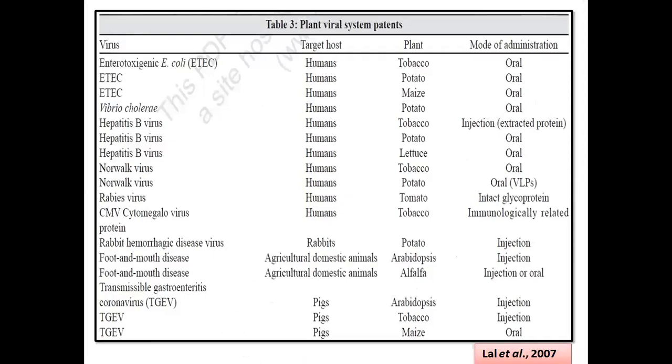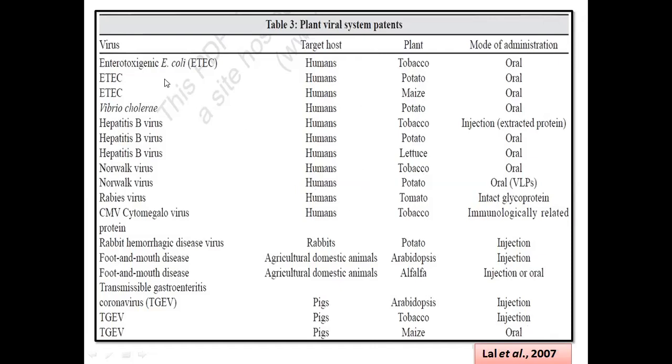And here there are the plant viral system patents. That is, you can see what are the different viruses and what are the targets, the host, and the plants used for the production of edible vaccines towards these viruses, and what is the mode of administration over here. And they have made the patent of these things.